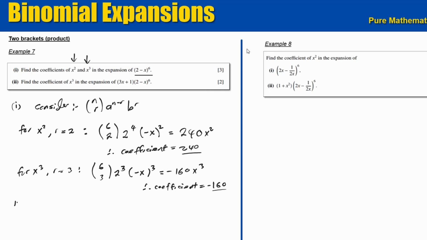Let's go to part 2. On part 2, they say we should find the coefficient of x cubed in the expansion of 3x plus 1 of 2 minus x to the power 6.